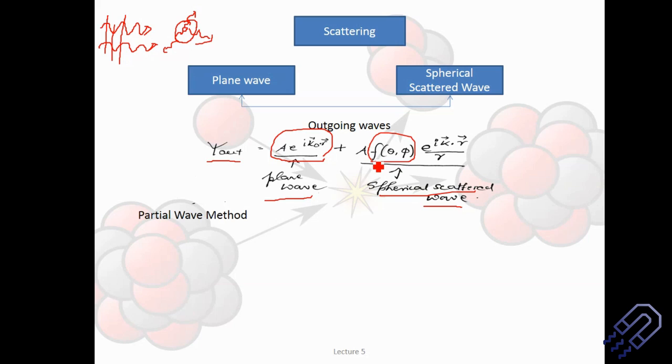We are studying scattering, so these things are important. There are two ways of analysis. One is called the partial wave method, and the other is called the Born approximation method. If you consider the partial wave method, there are certain conditions under which this particular approach is used to study the outgoing wave. First thing, it's a central potential V(r).